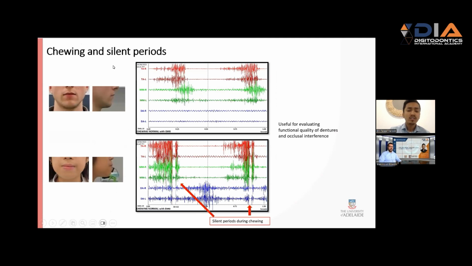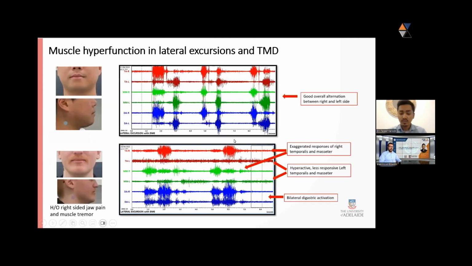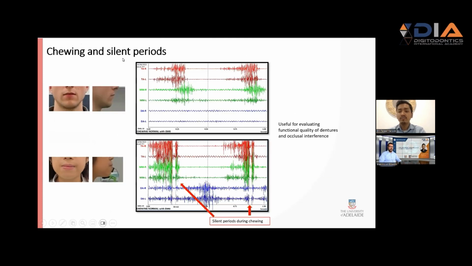And there is another sequence called the chewing and the silent periods. The silent period is usually there if there is severe occlusal interferences. Now, you can see that this is a normal chewing cycle right here, where the temporalis and the masseters come live and the person chews with their preference. This person clearly prefers the right side for chewing, but that's not a bad thing.